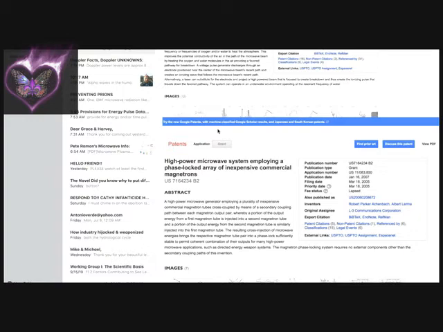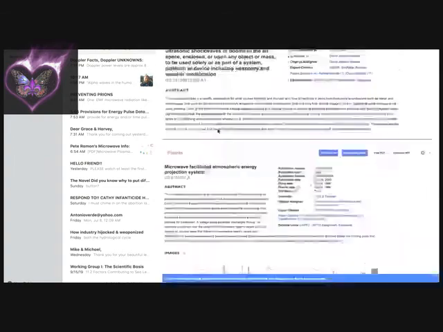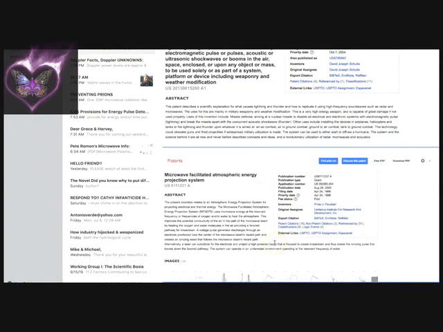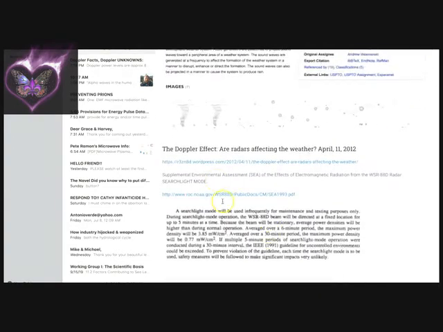A phase lock array. Phase locked. Inexpensive commercial. So you can hit it with a second beam with the Doppler effect. Our radar is affecting the weather. This is from Jim Lee, former Resonated WordPress, and then now shared this from our Radar Operations Center, NOAA.